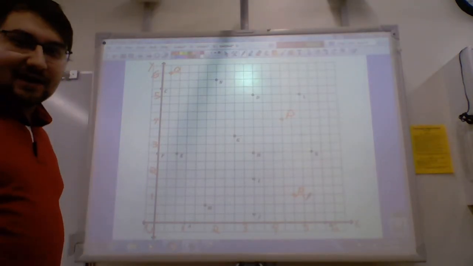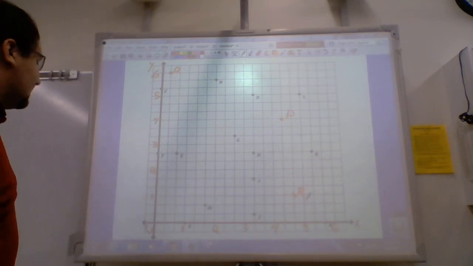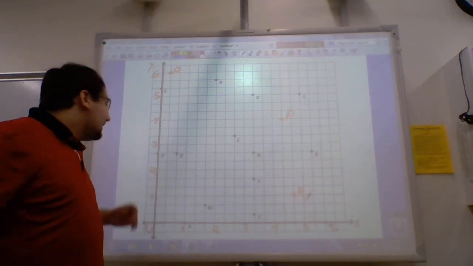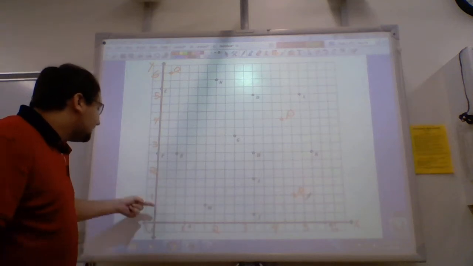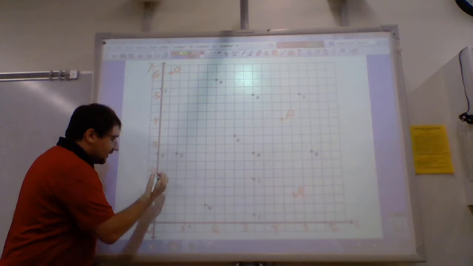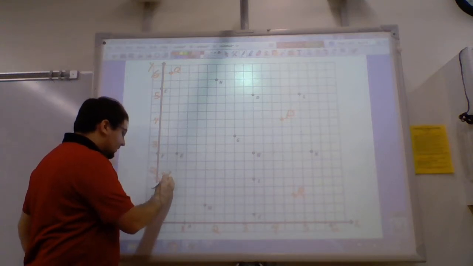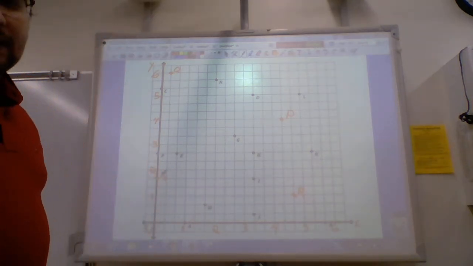Lastly, it's asking for point S. Point S is at 0 and then 1 and 2/3. Well, that's super easy. Remember, if it has an x-coordinate of 0, that means it needs to be on this y-axis. So now we just go up to 1, 1/3, 2/3, 1 and 2/3, and our plot point right there. That's going to be point S.